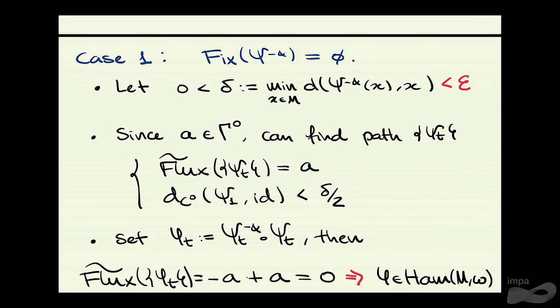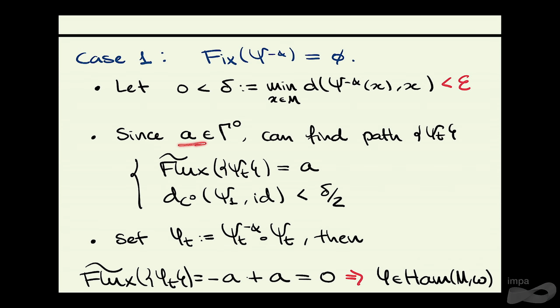So let's first consider the case that we have no fixed points, that that one form is non-singular. Then take delta to be the minimum distance between x and its image under the time one map. And of course, this is less than epsilon, epsilon being the epsilon of u epsilon, because this is bounded above by the C0 distance of psi minus epsilon and the identity.